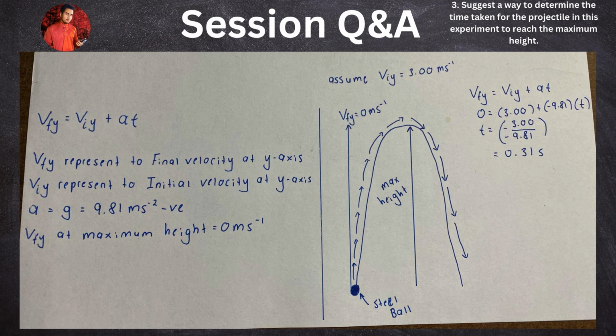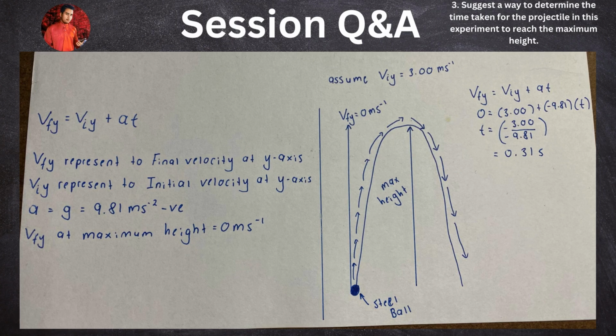So I believe that using the formula Vfy equals Viy plus at will solve this problem. So what are Vfy and Viy? Vfy represents the final velocity on the y-axis and Viy represents the initial velocity on the y-axis. And the a here we will replace with the gravitational acceleration, which is g equal to 9.81 meters per second squared in negative terms.